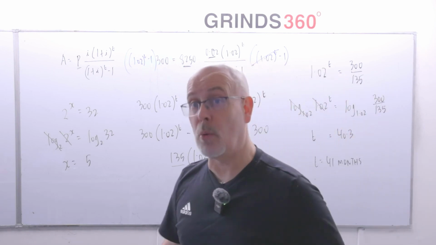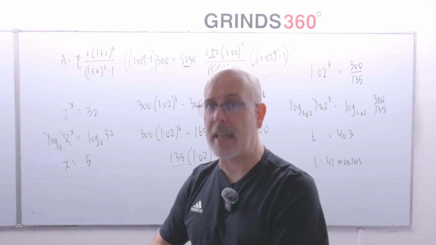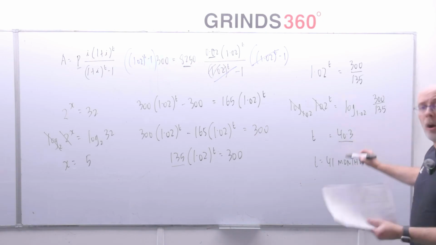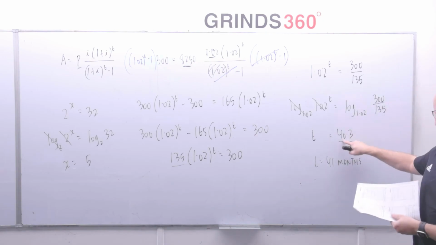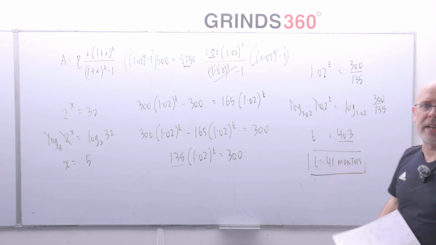Which means it'll take 41 months. She mightn't have to pay a full €300 in month 41, but she'll have to pay a 41st monthly payment. So you always round that up. It just means that number is not enough, so we need the next one. So 41 months is how long it'll take her. The best part of 4 years.